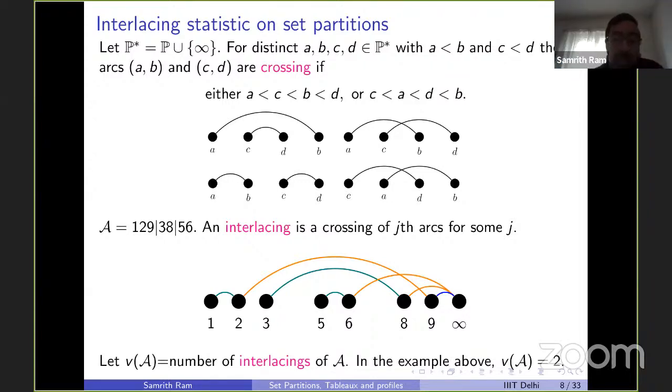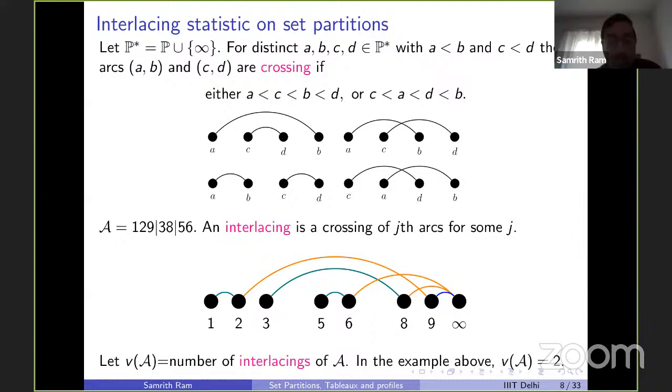I meant to say by cross, I meant interlacing. So interlacing versus crossing. Exactly right. The arc with an infinity interlaces an arc of some other block. You can see them crossing here, right? The arc from 2 to 9 is crossing. So 2 to 9 and 8 to infinity are interlacing.